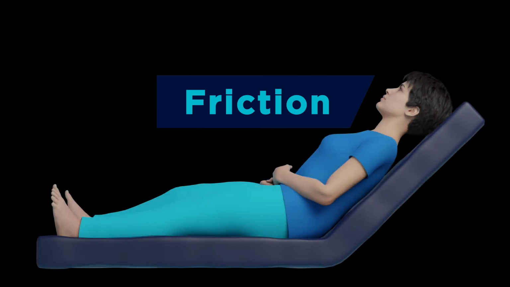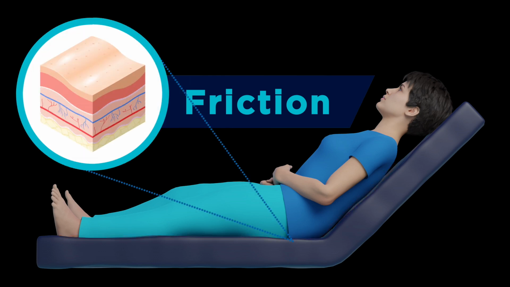In a care setting, friction will occur if a patient's skin is repeatedly dragged across a coarse surface, such as a bedsheet. Damage to the upper layer of skin, the epidermis, typically results in redness and inflammation or lesions, also known as friction blisters or sheet burn.